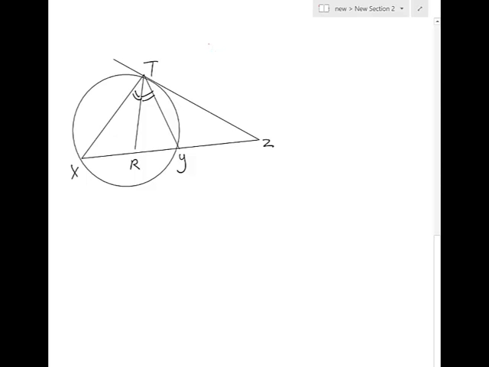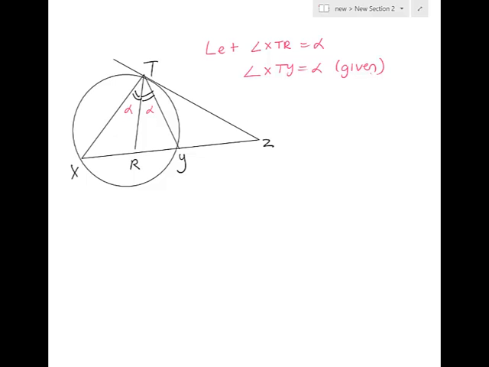So let angle XTR equal alpha. If we know that this angle is equal to alpha, then angle RTY is also equal to alpha because it's given. The diagram's told us that RT bisects angle XTY, so therefore the two angles that the bisecting line has cut are equal. So we know that these two are equal.